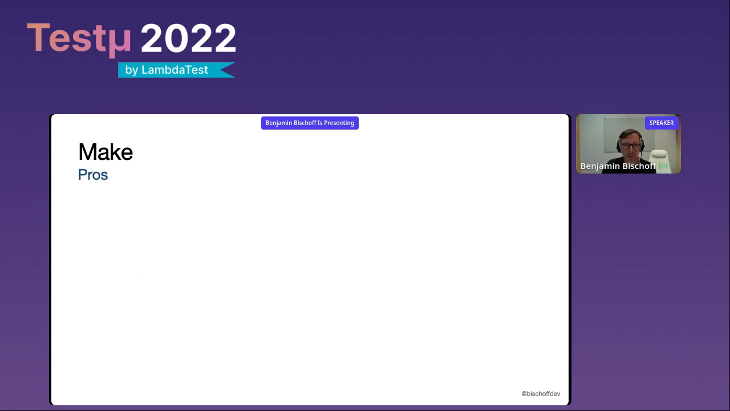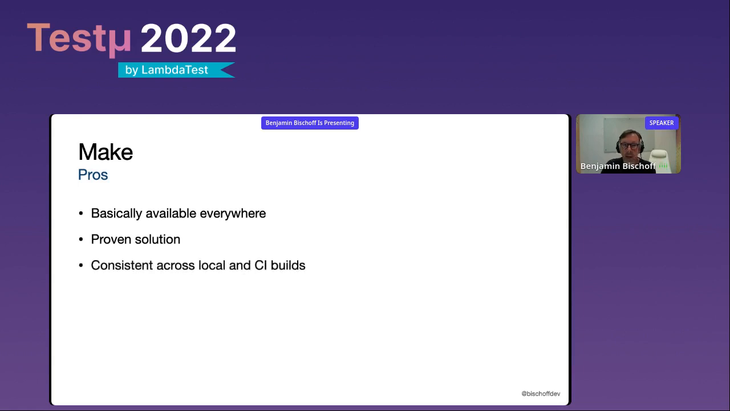But there are way more pros. It's basically available everywhere, like on every client computer, on every server, many Docker containers. If they're built on Linux, they have it because it's part of the OS. It's a proven solution. Like I said, it's from 1976 and it's working. It's consistent across local and CI/CD builds. So if a Makefile runs properly on your local system, it will run properly on a CI/CD system like Jenkins or GitHub Actions.